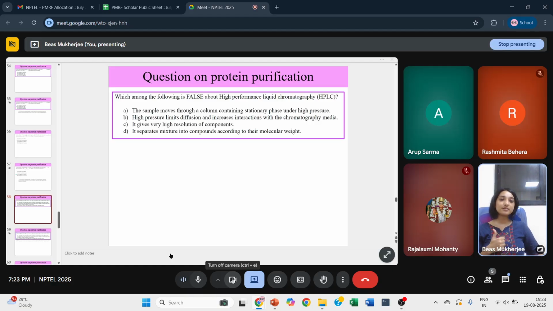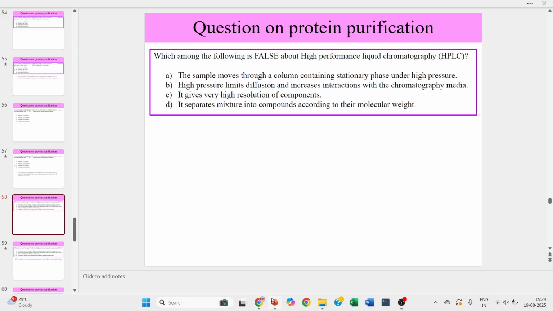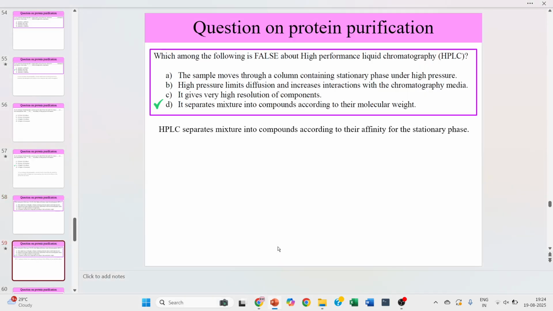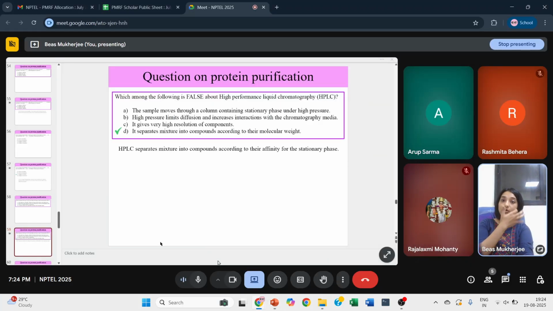So one of the options is about the name of the HPLC process. Okay, you're saying that it is B. Right, let's see. So the right answer is actually D. Why is that so? Because the sample moves through the column containing stationary phase under very high pressure. That is true because it's high pressure liquid chromatography, high performance liquid chromatography or high pressure liquid chromatography. So that is already there in the name.